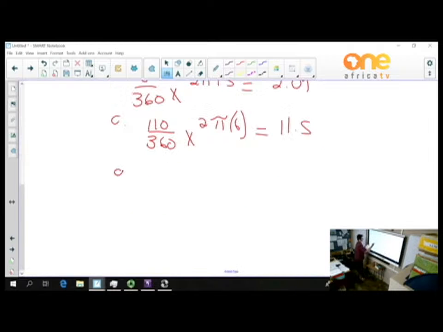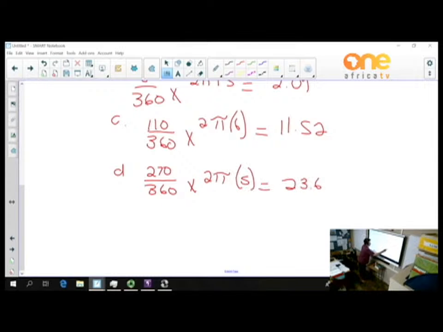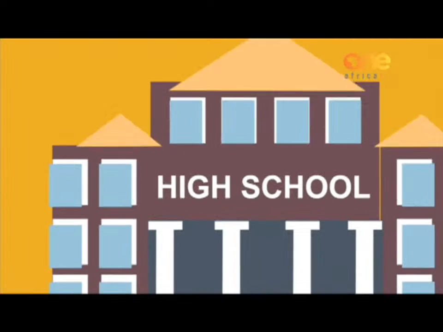11.5. Okay, and then number D, is it exact then, or did you round off? Right, and what about the last one? 270 over 360 of 2πr. And this time the radius is 5. Okay, so you can see it's quite easy. You just need to know the formula there.